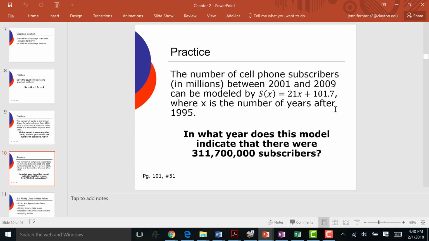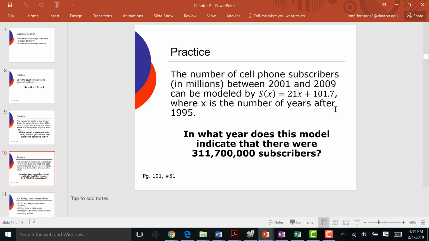So now in the place of the Y, am I going to put all of the numbers with all the zeros? Or am I going to rewrite it and put in 311.7? Okay, so now I'm going to plug in, again, I'm going to put it in red. So rewrite this as 311.7 million. All right, now can I do the math? Yes, now I can do the math. So I'm going to put in the place of my Y, 311.7 is equal to my equation 21x plus 101.7.